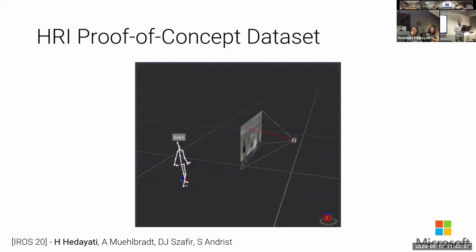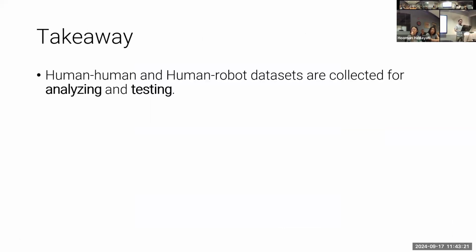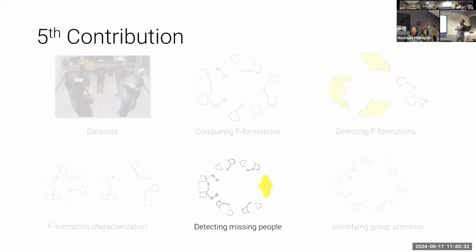And the third one was the HRI proof of concept at Microsoft Research, which has data from the viewpoint of the robot that I showed you. We have people having a conversation with each other and with a robot in a couple of scenarios. So the takeaway is that we collected human-robot data sets for analyzing and testing our approach. I'm going to skip the other contributions and go to the last two, which is detecting missing people.